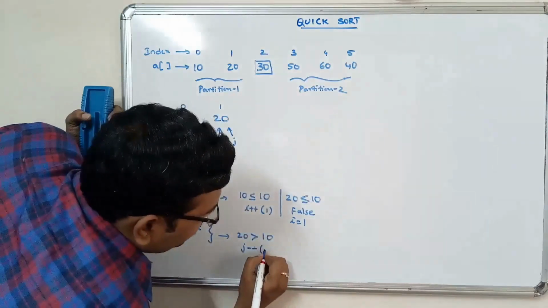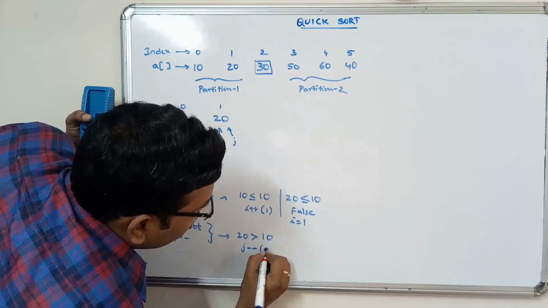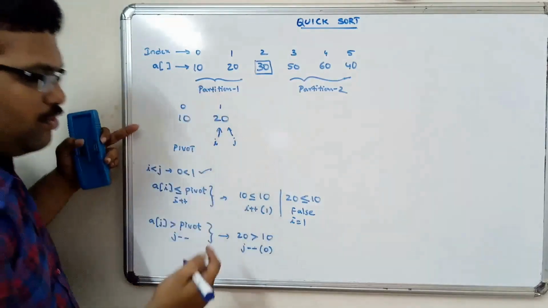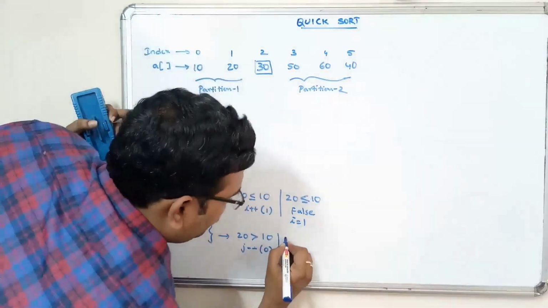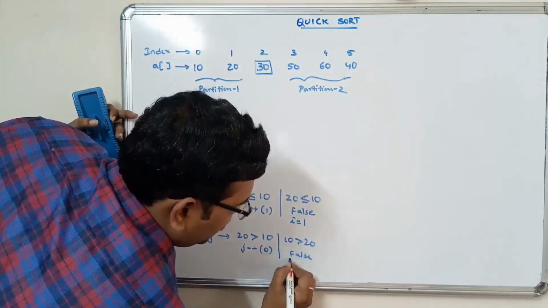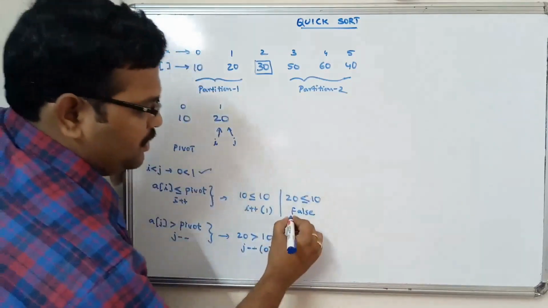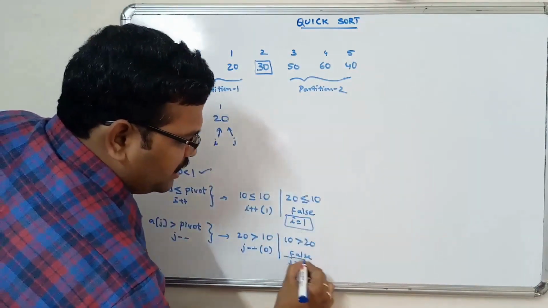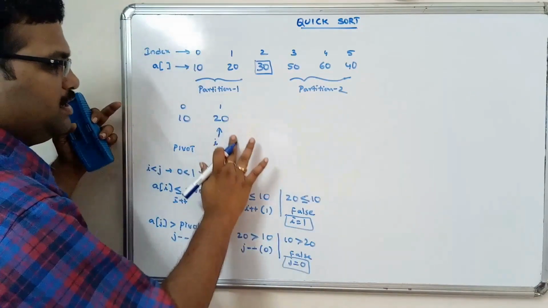J minus minus, and the value will be 0 now, because initially J is equal to 1, and 10 is greater than 20, which is false. So J is equal to 0. See, at I is equal to 1, the condition fails. At J is equal to 0, condition fails.